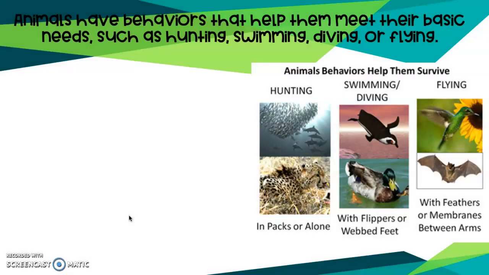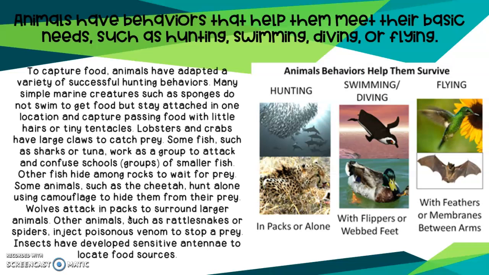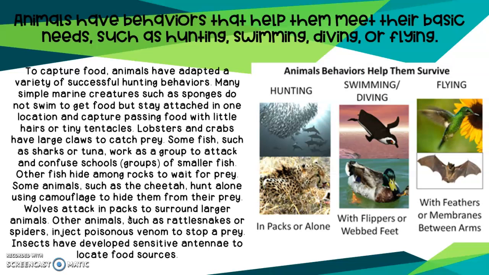Animals have behaviors that help them meet their basic needs, such as hunting, swimming, diving, or flying. To capture food, animals have adapted a variety of successful hunting behaviors. Many simple marine creatures, such as sponges, do not swim to get food, but stay attached in one location and capture passing food with little hairs or tiny tentacles. Lobsters and crabs have large claws to catch prey.